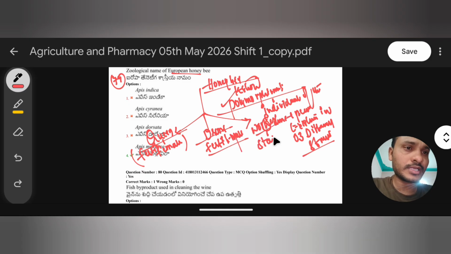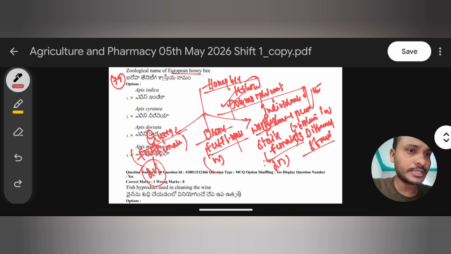So the worker is a sterile female. Like that, a single species has three different structures, hence this honeybee shows polymorphism. And we know that the queen is the only important one in a honeybee. The queen generally is diploid, the drone is haploid, and the sterile female, the worker, is also diploid.